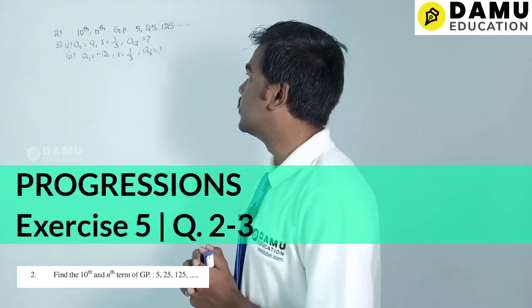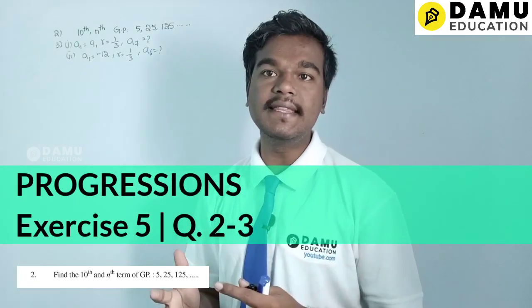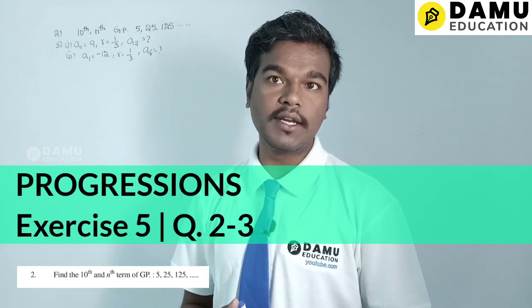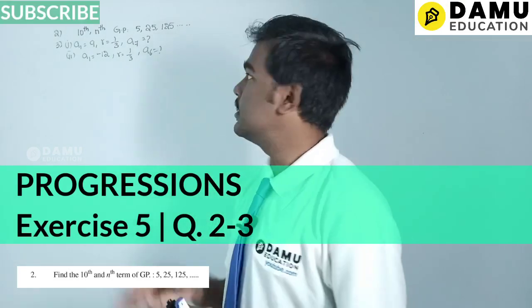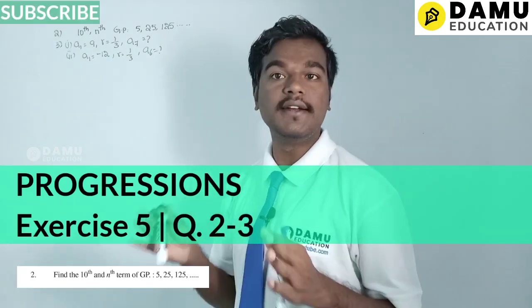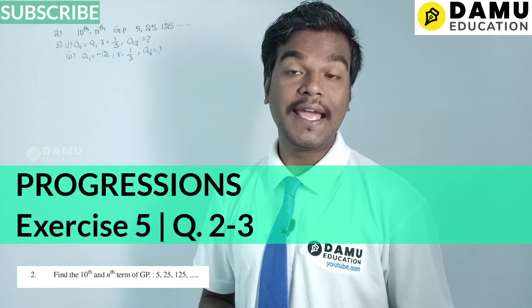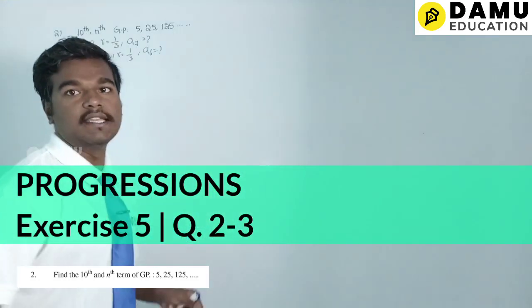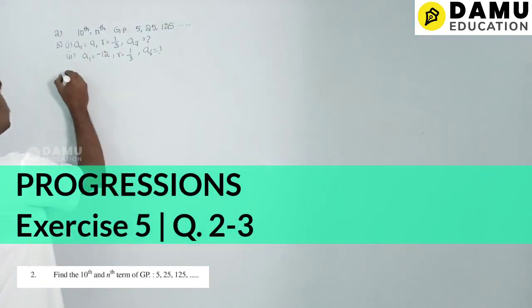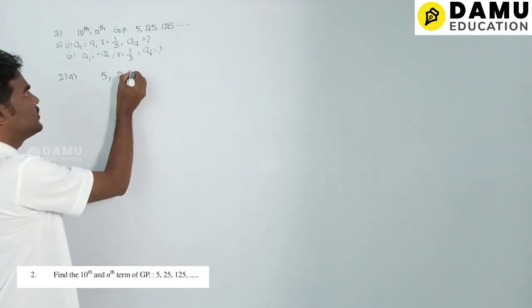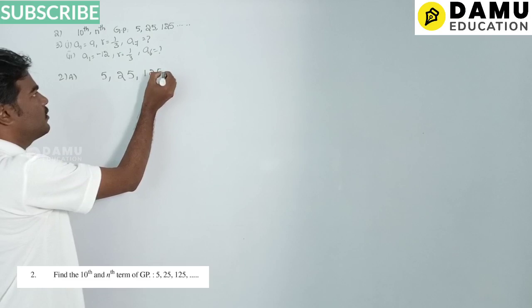So, our second question here is, we have to find the 10th and nth terms of the given GP, geometric progression. What is the GP series here? The series is 5, 25, 125 and so on. So, we have to find the 10th term and the nth term. Let's take the second question's answer. So what is the series? 5, 25 and 125 and so on.